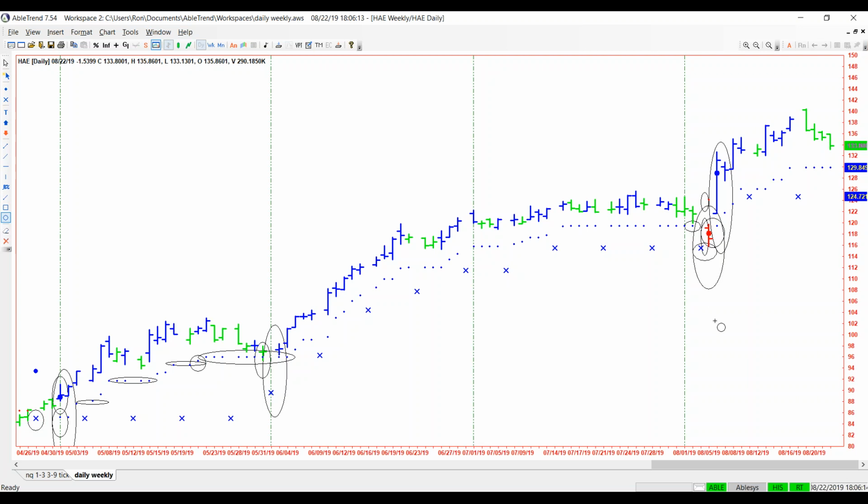And experienced traders already know long bars usually mean there's a great chance of a slight pullback after that. So I would have waited just one more day, be a little more conservative, because we're very conservative. These AbleTrend trades are very conservative. We're very risk averse. We want to keep the risk as low as possible. Nothing is more important than preserving your capital.